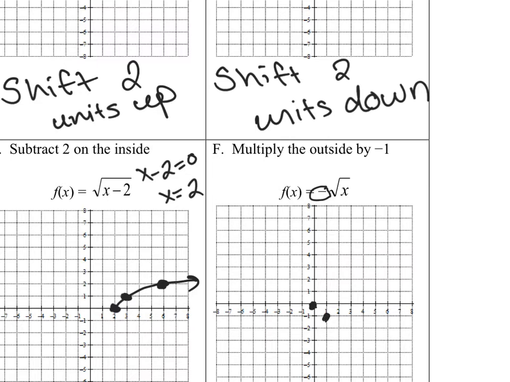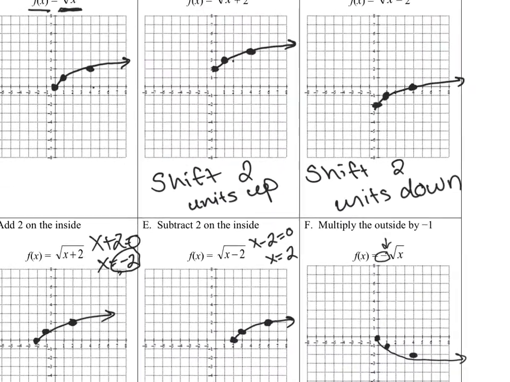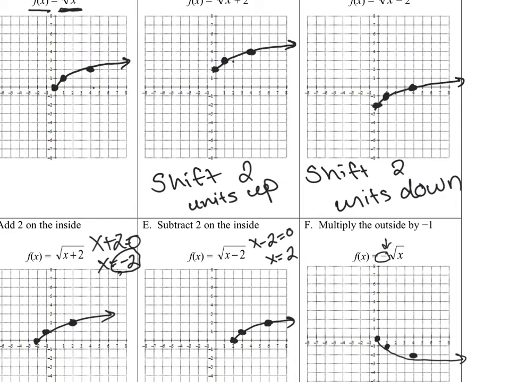And then the square root of 4 is 2. Well, we still have the negative sign. So when x is 4, y is negative 2. So now our function looks like that.